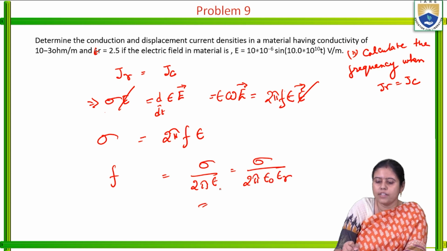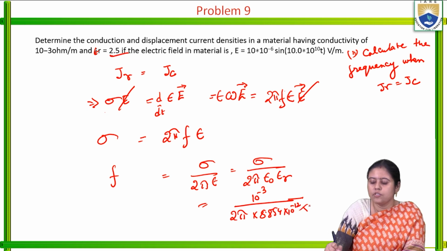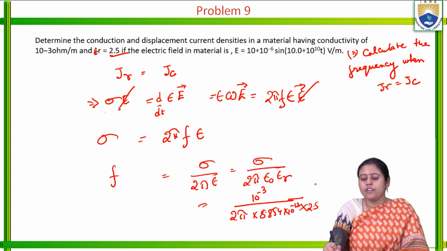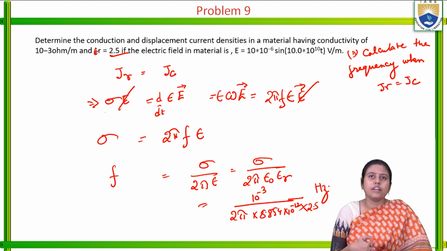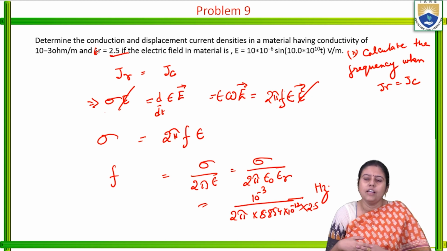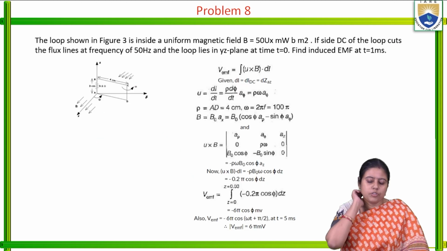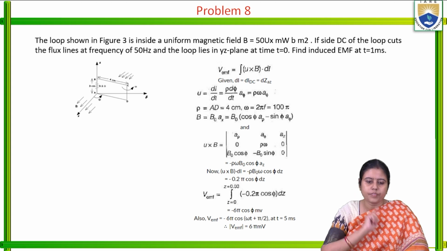What is the value of the sigma? 10 to the power minus 3 by 2 pi into 8.854 into 10 to the power minus 12, and epsilon r value is given as 2.5, and the unit will come as hertz. So this is another important problem from this chapter. Next we will discuss question number 8.